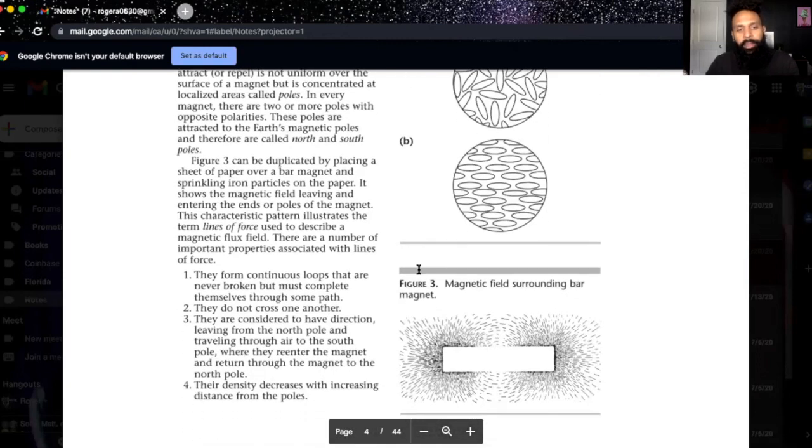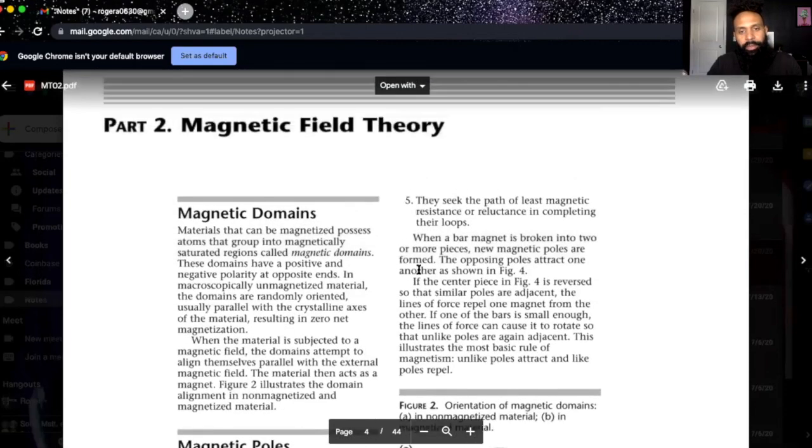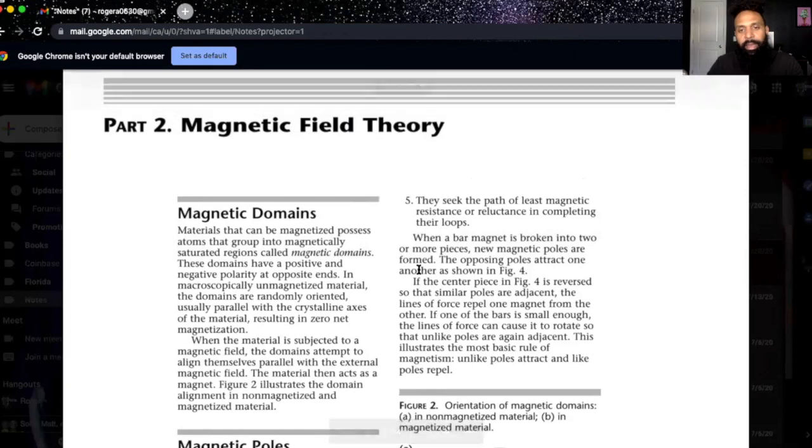1. They form continuous loops that are never broken, but must complete themselves through some path. 2. They do not cross one another. 3. They are considered to have direction, leaving from the North Pole and traveling through the air to the South Pole, where they re-enter the magnet and return through the magnet to the North Pole. 4. Their density decreases with increasing distance from the pole. And 5. They seek the path of least magnetic resistance or reluctance in completing their loops.